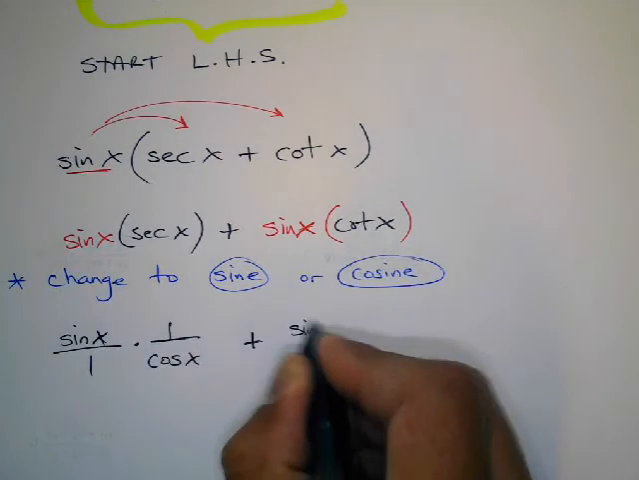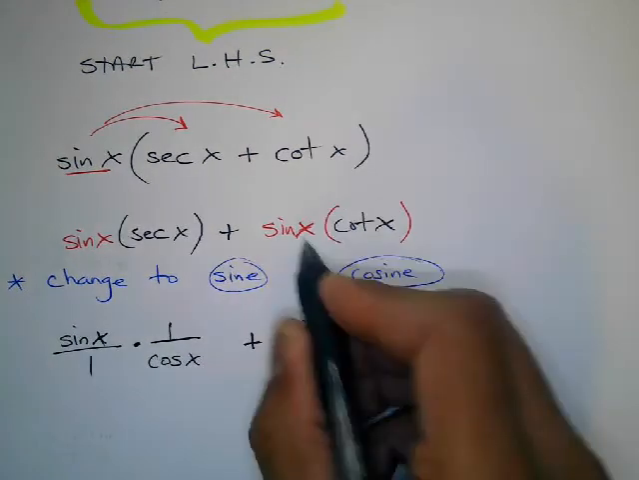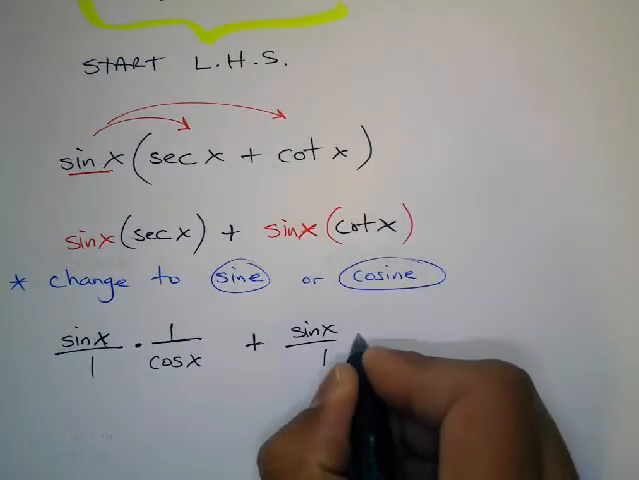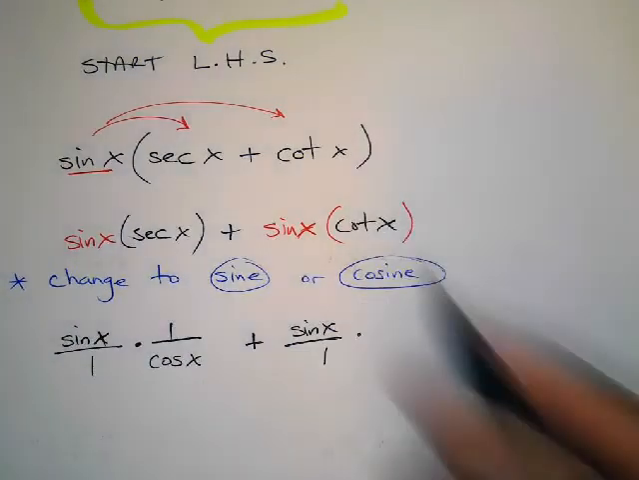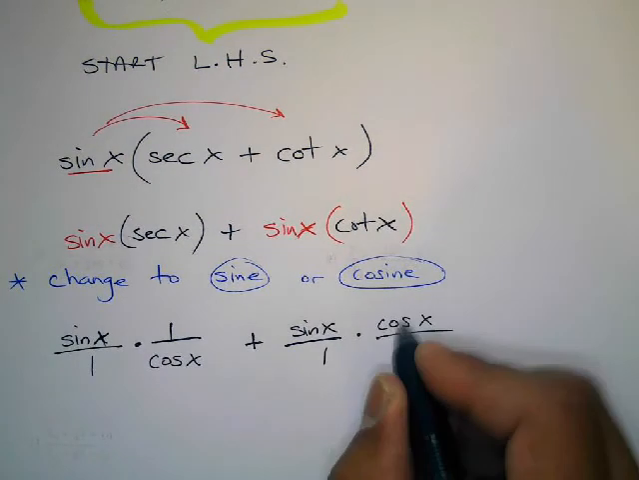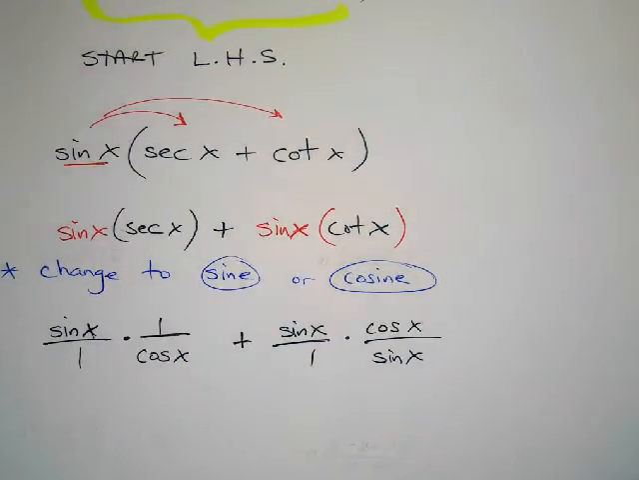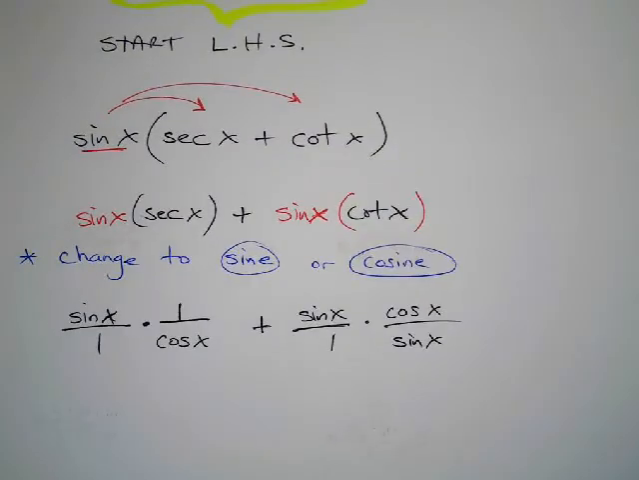Plus sine of x is okay. Sine of x is sine of x over 1. Remember when we're multiplying, we want to see fractions. I want to see a numerator and a denominator. Sine of x is sine of x over 1 times, and what's cotangent? Cotangent is cosine over what? Sine.